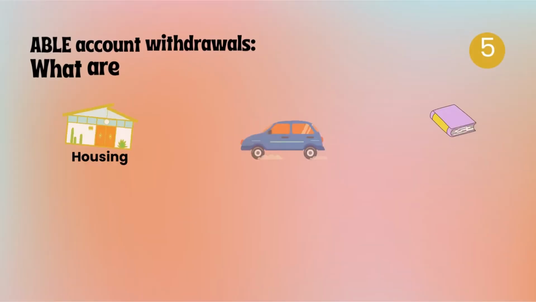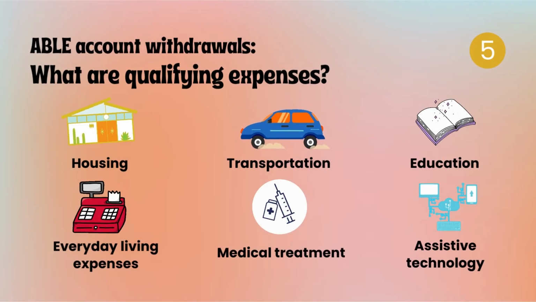The 5th and final feature that you will need to know about an ABLE account is what are the qualifying expenses? So what types of expenses can you withdraw for to be able to avoid federal and state taxes when you take out money from your ABLE account. These expenses need to be qualified disability expenses. What are those qualified disability expenses? They're actually pretty broad. This can be anything from housing, transportation, education. Everyday living expenses is a qualified disability expense. Medical treatment, assistive technology, a whole host of things.